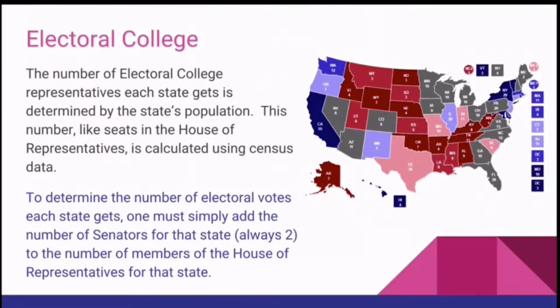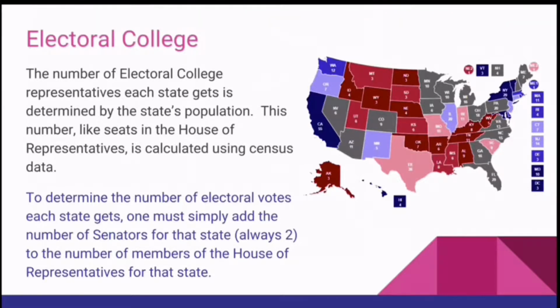The number of electoral representatives in each state is determined by the state's population. So this number, like the seats in the House of Representatives, is calculated using census data. To determine the number of electoral votes each state gets, one simply has to add the number of senators for the state, which is always 2, no matter where you are, to the number of members in the House for that state. So, for example, Ohio, we have 16 House of Representatives members, and then we have 2 senators. So those added together, we get 18 electoral votes.